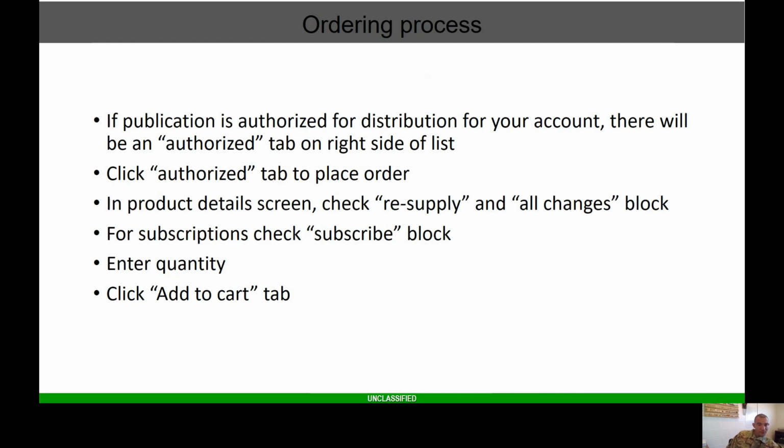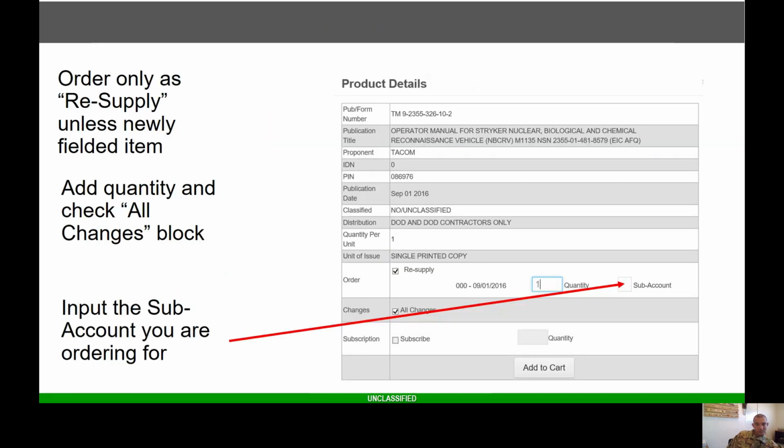On the product screen, check the resupply and all changes block, right? So if there's a change, you'll automatically get it. For subscriptions, check the subscribe block. Enter quantity, click add to cart. So basically here it is right here. Order only as resupply unless it is a newly fielded item. Okay, that's important.